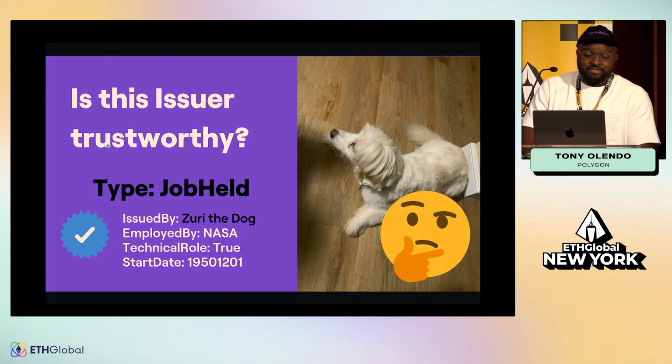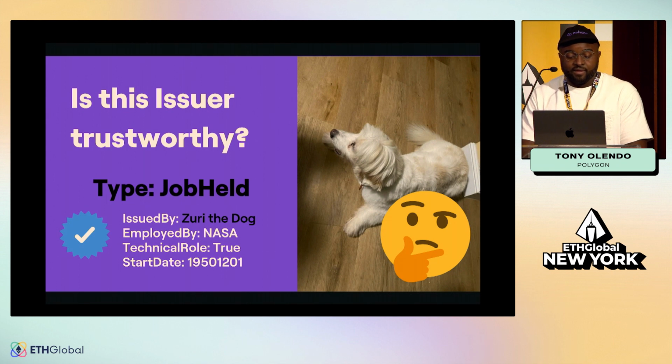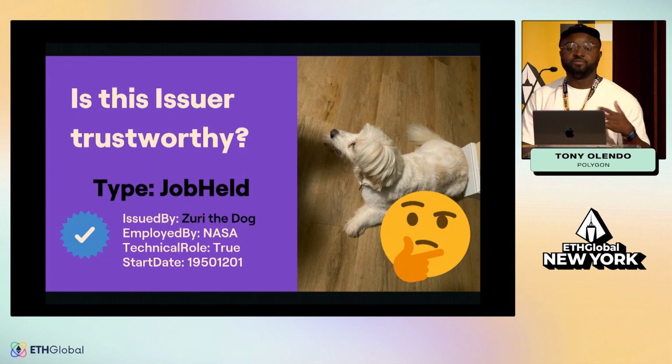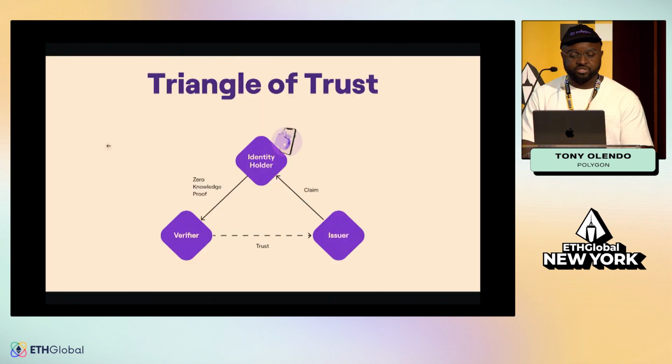But then my dog can't attest for itself and say, yeah, it actually worked at NASA or something of that sort. Like, it doesn't necessarily work that way, right? So you need to find an actual authority that could actually become an issuer of said verifiable credentials.